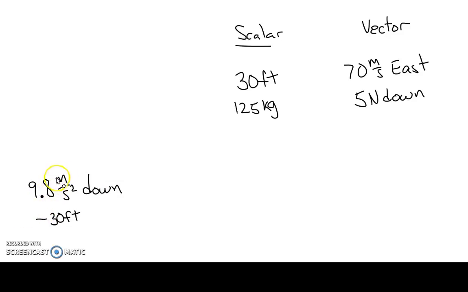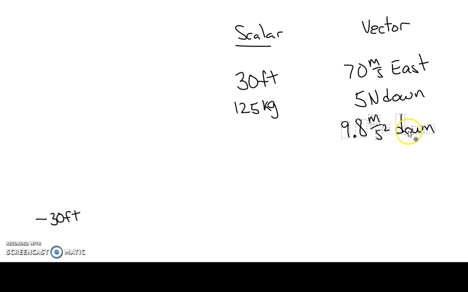We've got 9.8 meters per second squared. That's a unit of acceleration. It has a direction, so it belongs in the vector. We have a negative 30 feet. The 30 feet is the magnitude part of this, and the negative sign would indicate to us that it is a direction. So that belongs also on the vector side of things.